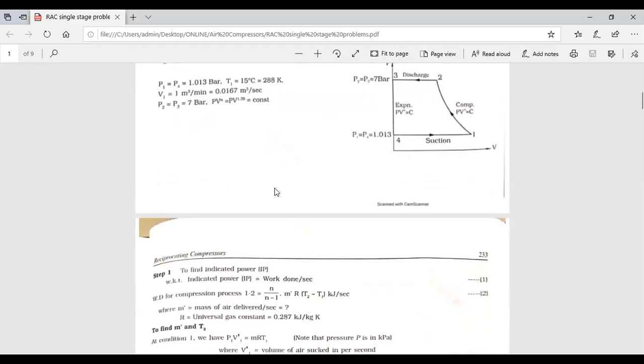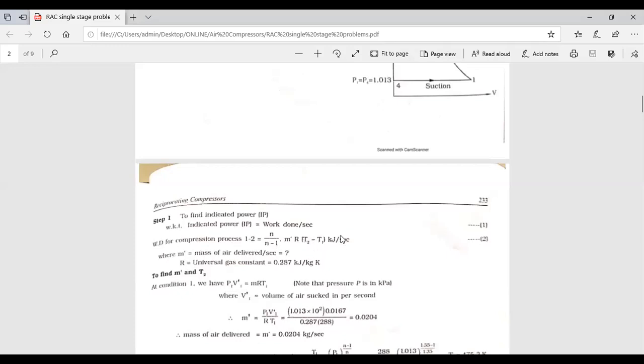Next, how to find it? The formula is very simple. You just have to apply n divided by n minus 1 into mR into T2 minus T1. This derivation we derived in the beginning. N divided by n minus 1 is for polytropic compression, m is the mass of the gas, R is the gas constant, into T2 minus T1.